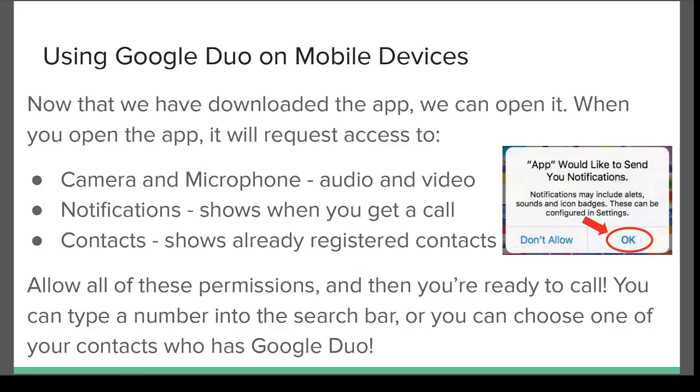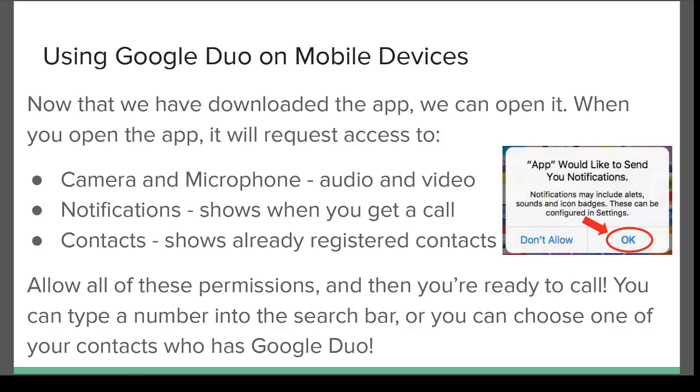On mobile devices, the pop-up will look a little different. We have a picture here, which is an example of what an Apple device would show you. But clicking OK should allow the Google Duo app to access your microphone and camera.